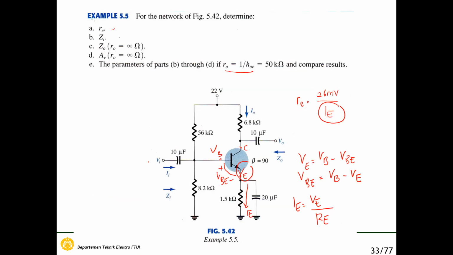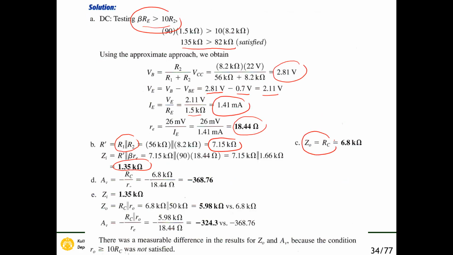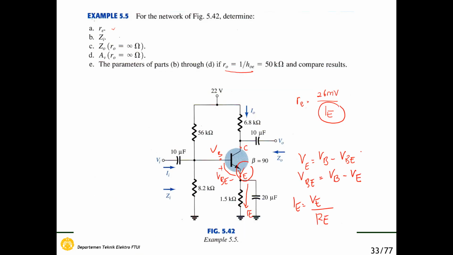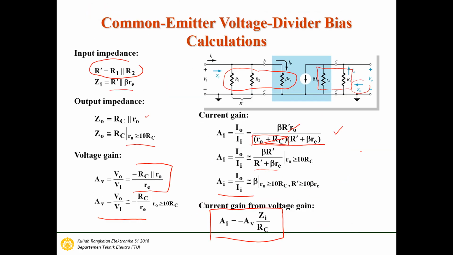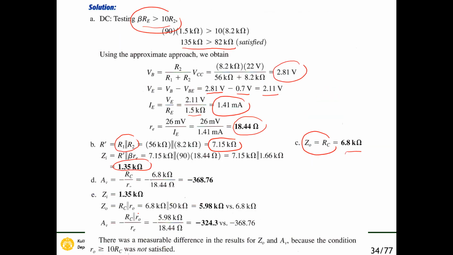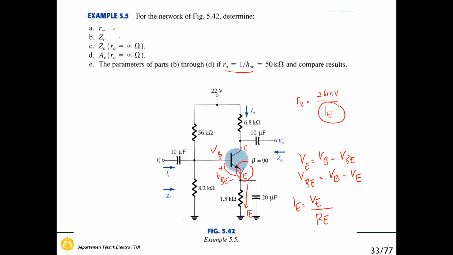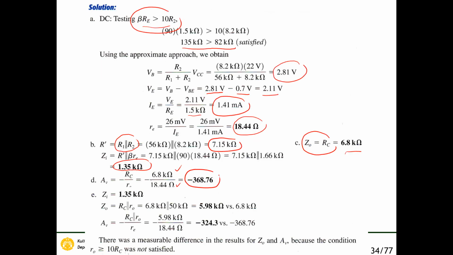And then C is Zo when the ro is unlimited. So we got that Zo becomes similar to RC, which is 6.8 kilo ohm. And then the last one, Av when ro is unlimited. Av is, we got from this one, minus RC per re. So this minus 6.8 kilo ohm per re, which is 18.44 ohm. So we got Av is minus 368.76.